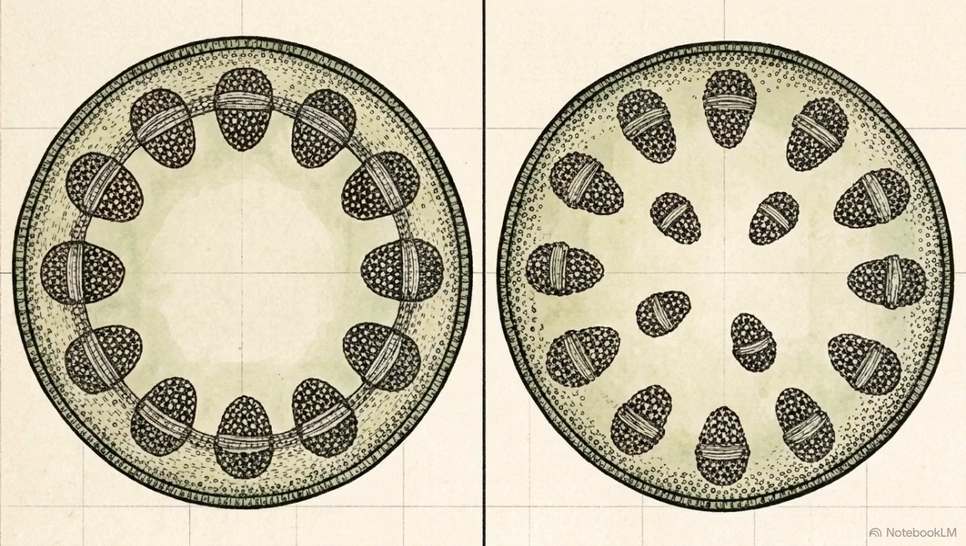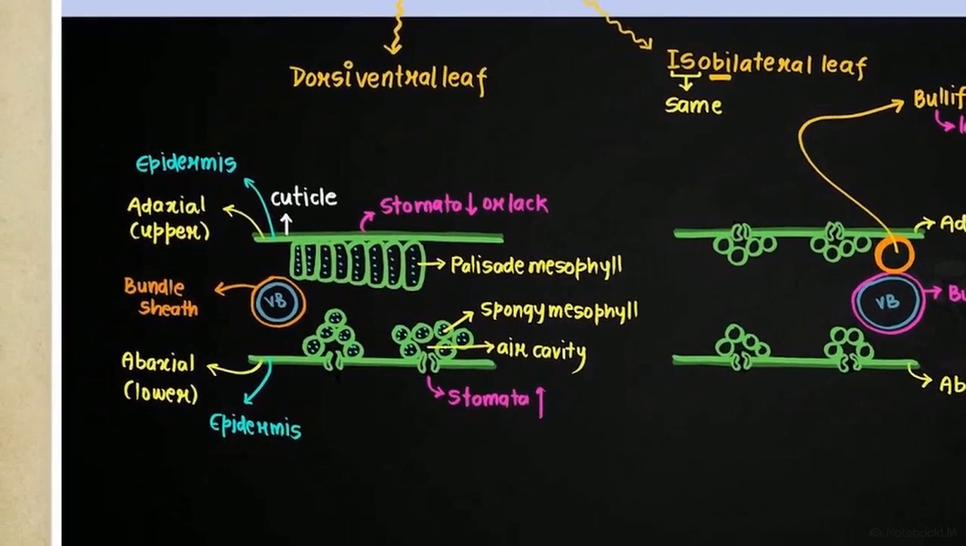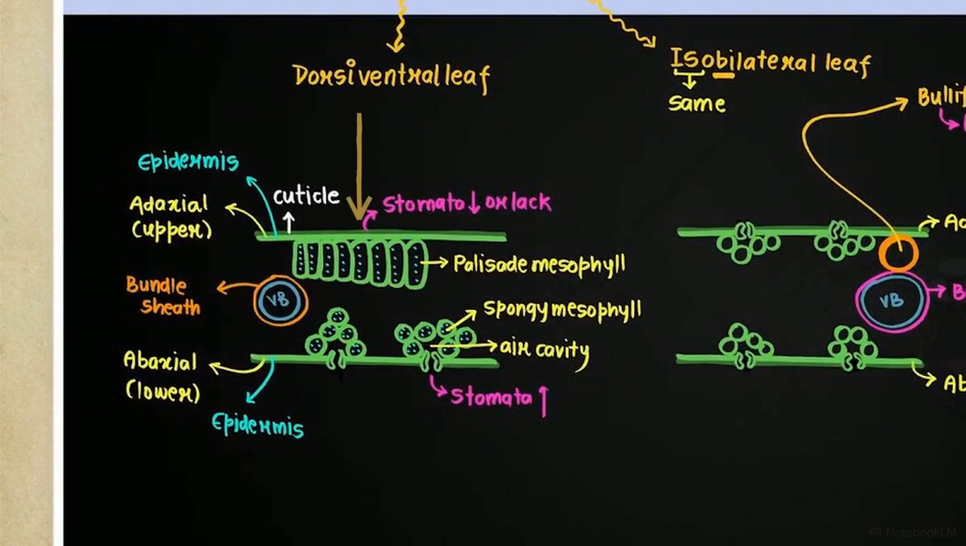and its biological classification. Finally, we reach the leaves. This diagram breaks down a dicot, or dorsiventral leaf, on the left. Because these leaves grow horizontally, they differentiate their internal mesophyll: vertical, tightly packed palisade cells at the top for photosynthesis, and loose spongy cells below for gas exchange.